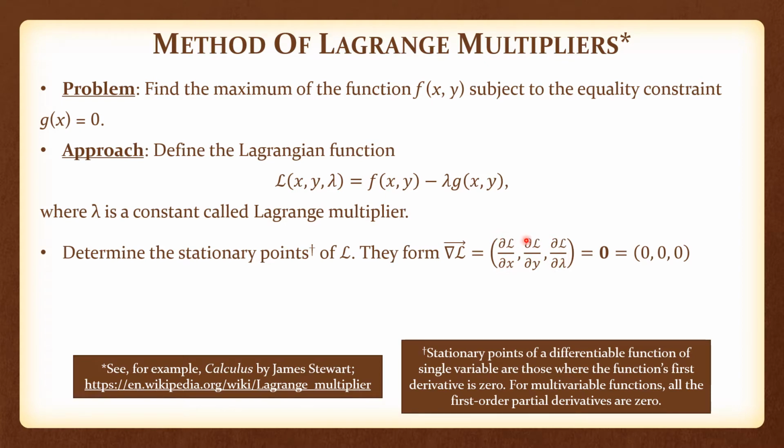So we have 3 first order partial derivatives that we have to calculate, right? And then set each individually equal to 0. So that means the gradient of this function is 0.